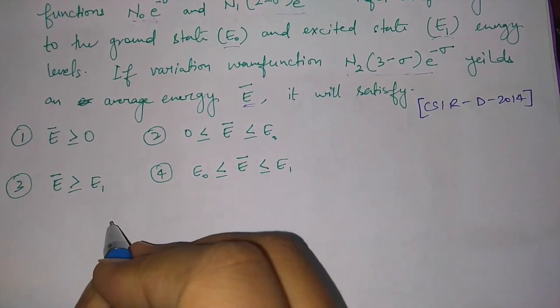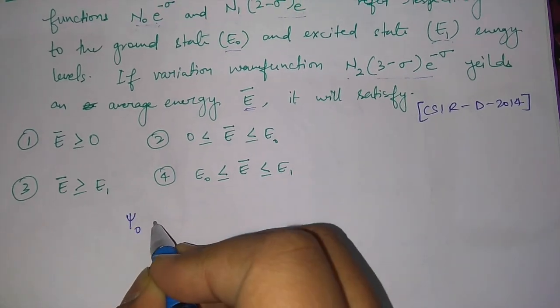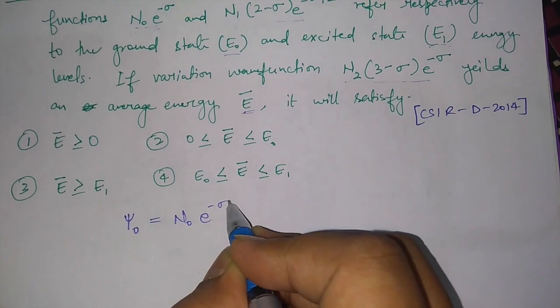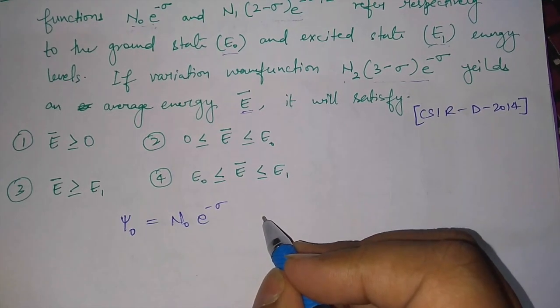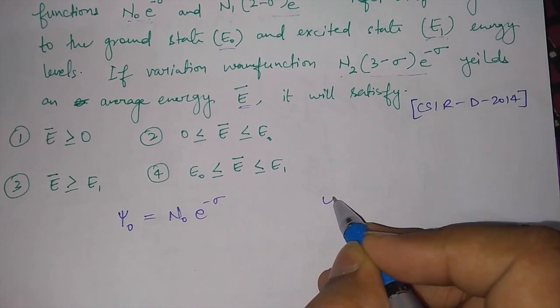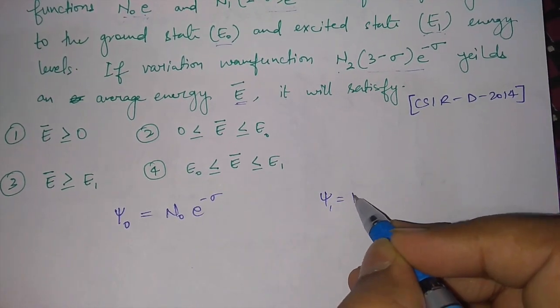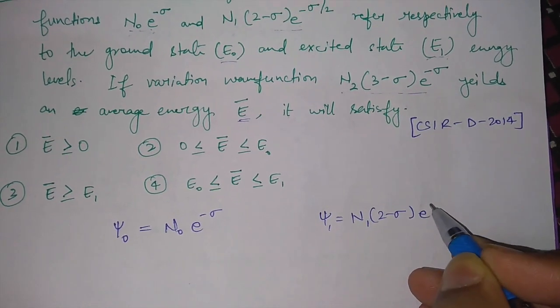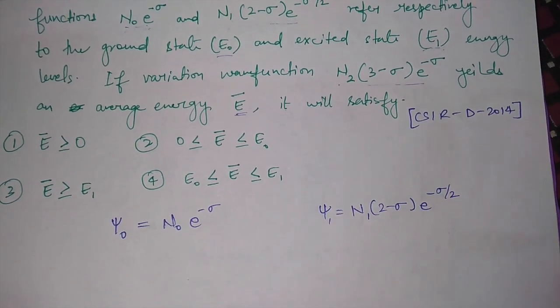First of all, I'll write down a few things. The base wave function, or ground state wave function, is N0 e to the power minus sigma. Then for the excited state, psi1 is equal to N1 (2 minus sigma) e to the power minus sigma by 2. So this is what you are going to get.